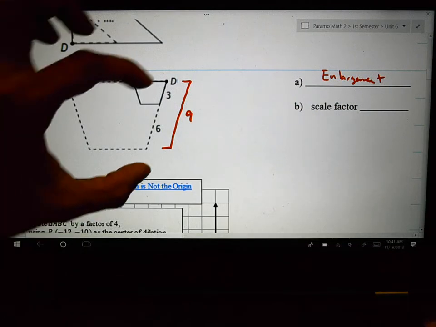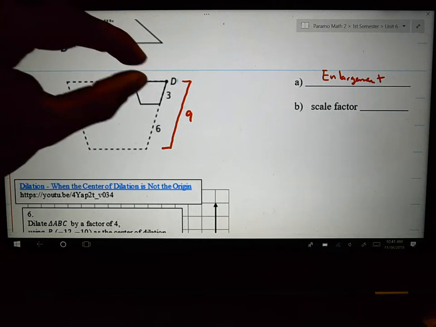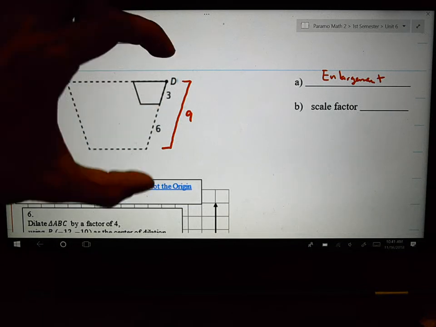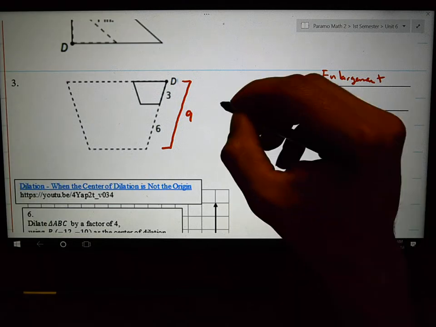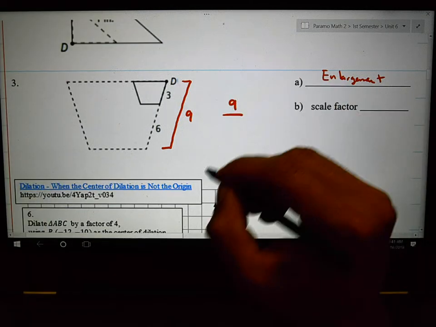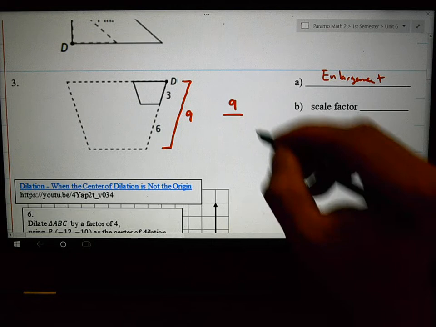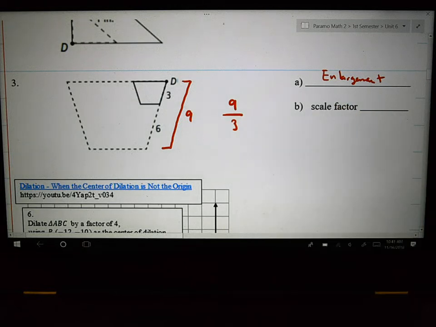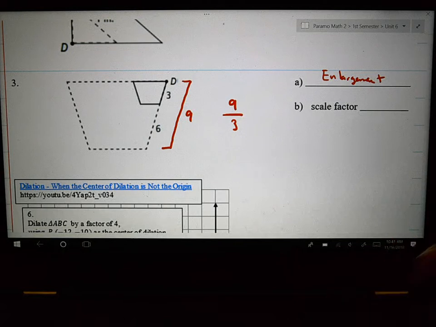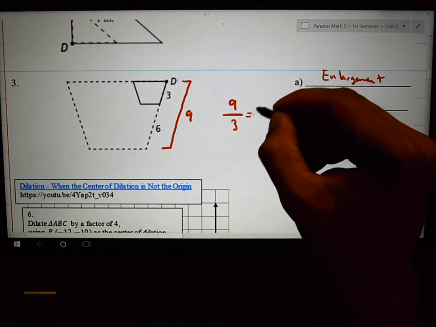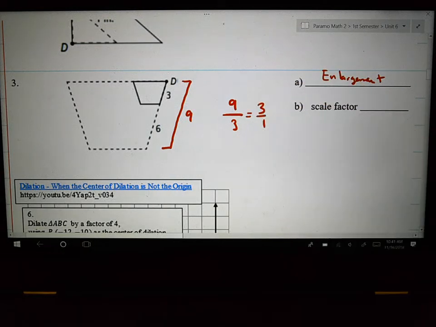So if I'm looking at the image divided by the pre-image, and I'm using the right side and the right side, the image's distance is 9 units, and the pre-image is 3 units. Always give your answer in lowest terms. Reduce this. Some people will want to write it as 3 to 1. Some people will just write it as 3. It's a scale factor of 3.